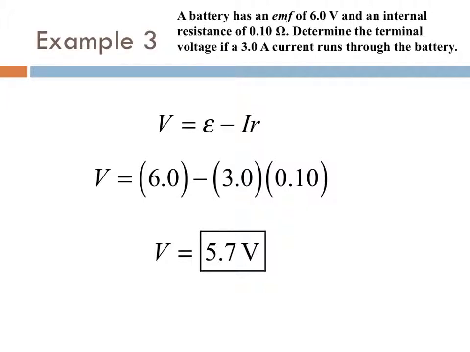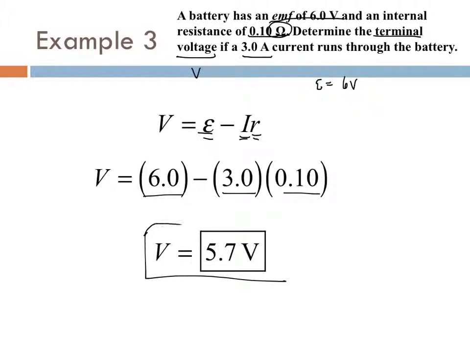A battery has an EMF of 6 volts. Again, that EMF is our little sigma symbol here. And an internal resistance of 0.10 ohms. Remember that ohms is a unit for resistance. And we're asked to determine the terminal voltage, which is V, if we have a current of 3 amps running through the battery. So we're given all of our information. We can simply plug it in, and we get a terminal voltage of 5.7 volts.